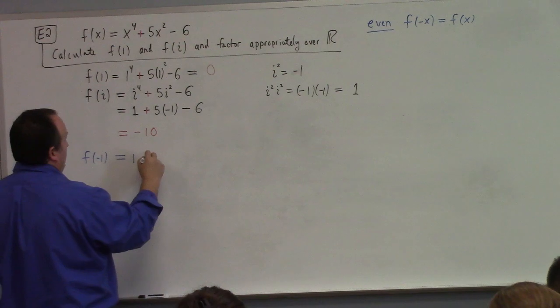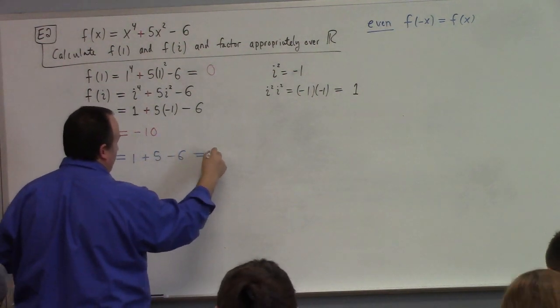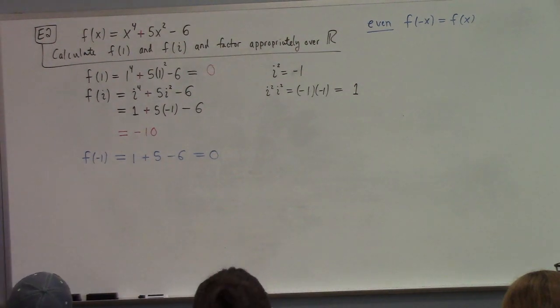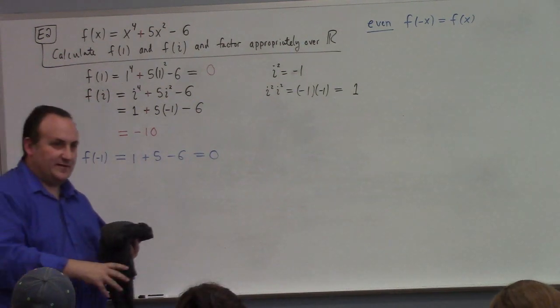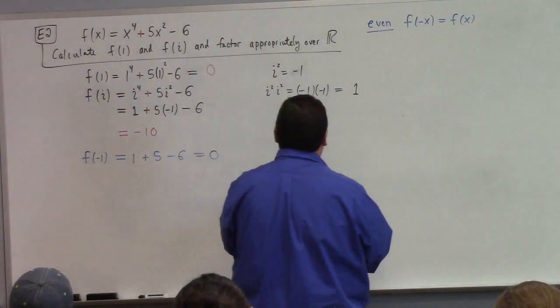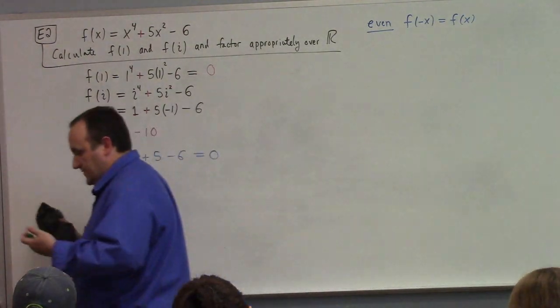1 plus 5 minus 6. Guess what? It's still 0. All right? Rats. I really wanted that f of i to be 0. That would have been more fun. Oh well, my bad. So sorry. So there's still something to learn here.